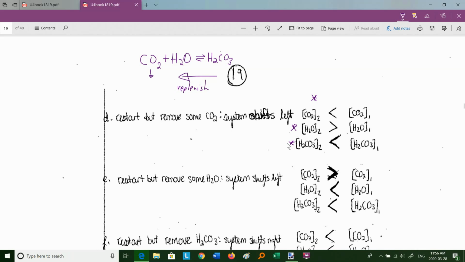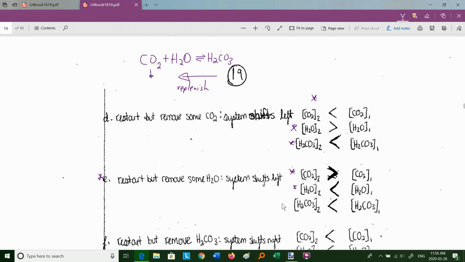Okay, so if I remove some CO2, the system shifts to the left, and these are the relative concentrations of the reactants and products. We start again in E, but this time we're going to remove some H2O. If I remove some H2O, system shifts to the left. CO2 gets larger than it was before, right? So it's built up. H2O, well, there's less than before because I can't regain all the H2O that I took out.